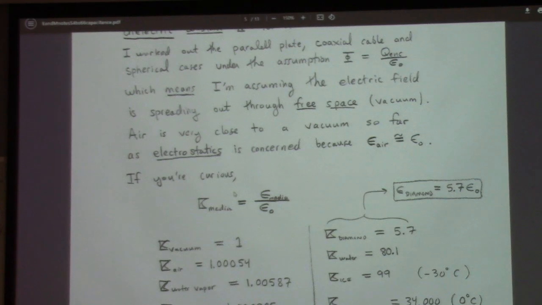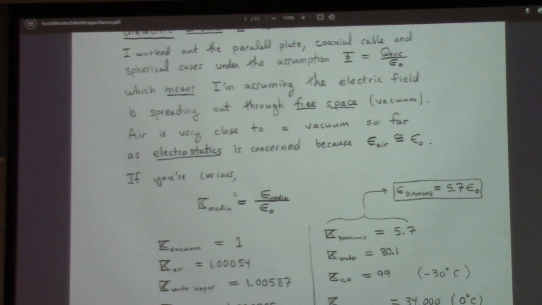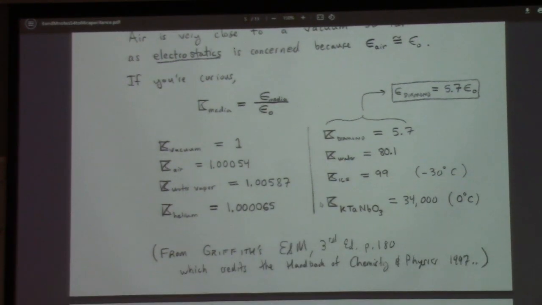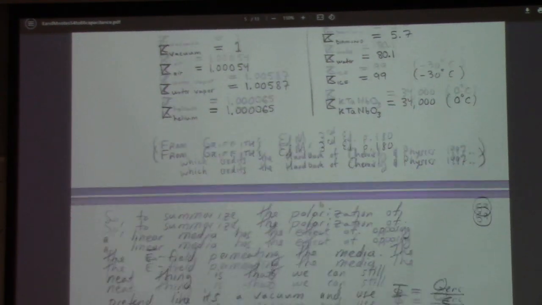Well, whatever that is, it's got a permittivity of like 34,000 times that of the vacuum. So that would make pretty nice capacitors if you could find some of that stuff, right? This is taken from Griffiths' Electromagnetism, which is a wonderful book if you want to understand next level electromagnetism. It's really a great book.